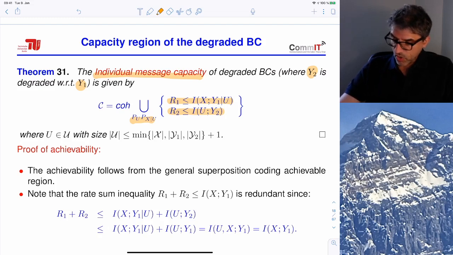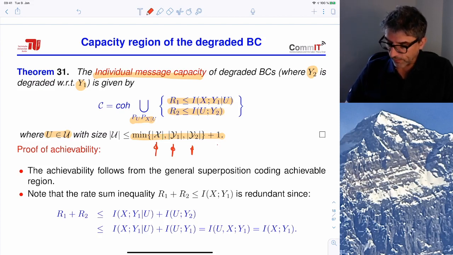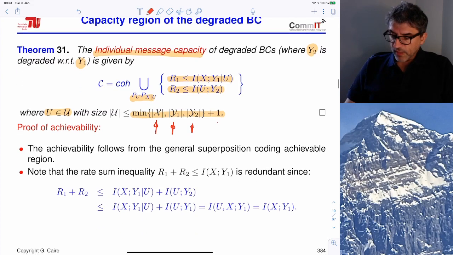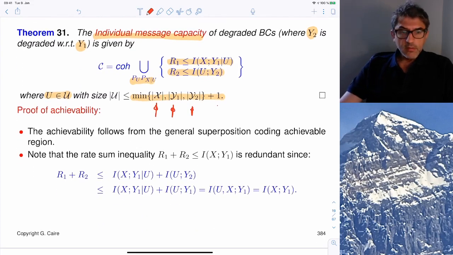And interestingly, as usual, when a capacity region is given in terms of auxiliary variables, we have a cardinality bound. So U is a random variable with the alphabet of size not larger than the minimum of the sizes of the alphabets X, Y1, Y2, plus 1. So this is the cardinality bound. So the proof of achievability follows directly from what we have already seen by superposition coding.